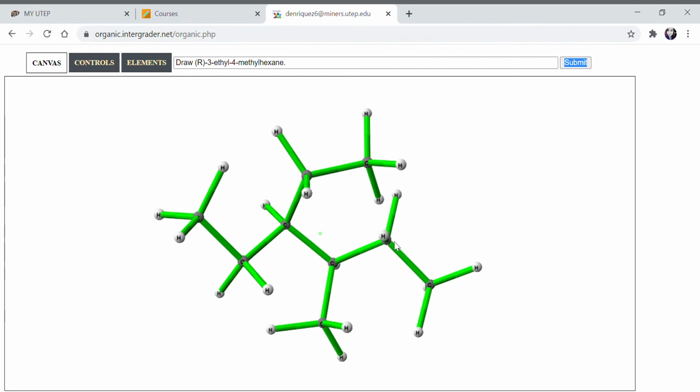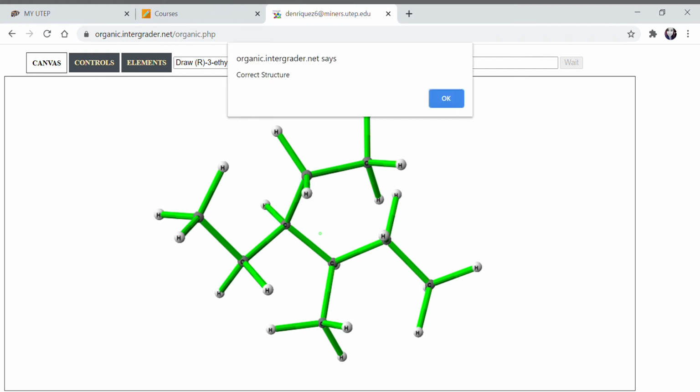1 carbon out, just like we did here. 1 carbon out, 2 hydrogens. 2 carbons, 1 hydrogen. 2 carbons is greater than 1 carbon, so this is going to be greater. Second, least. So R, 3 ethyl, that should be right. Let's check. Okay.